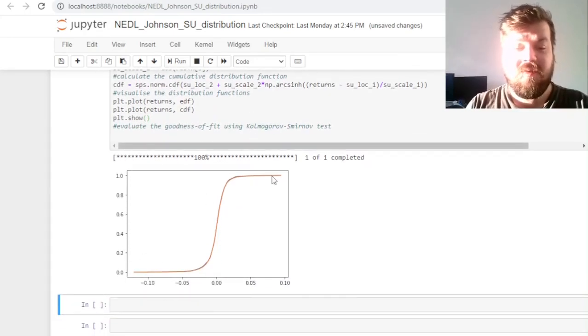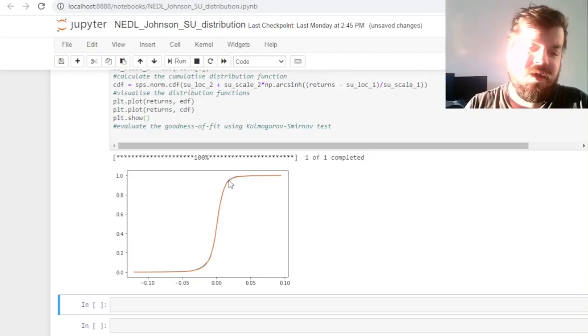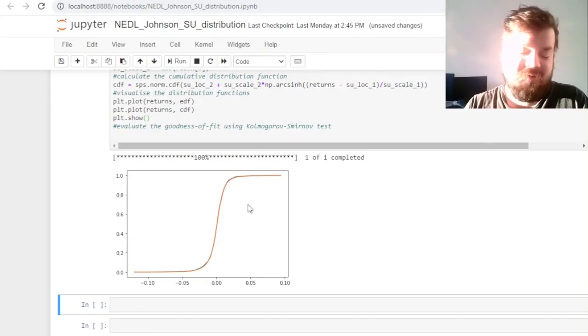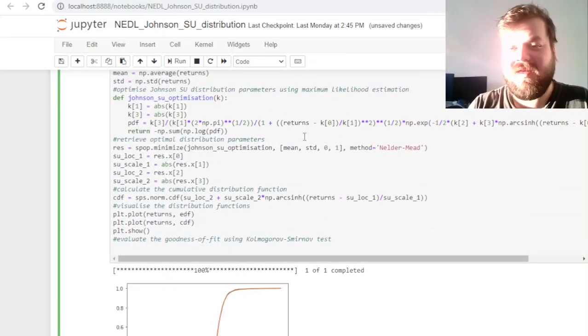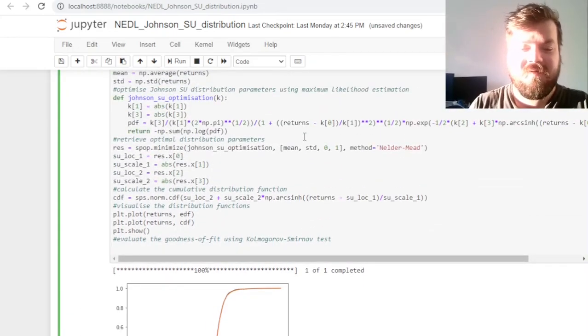And we can see how remarkable the degree of fit is. The two curves are almost identical. We can barely see the blue curve behind the orange curve of the Johnson SU function. But how to evaluate the goodness of fit numerically? Well, the easiest way will be to use the Kolmogorov-Smirnov test.